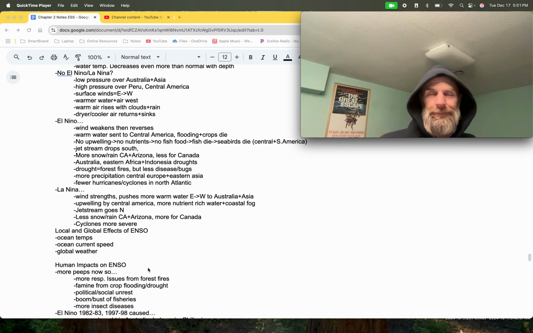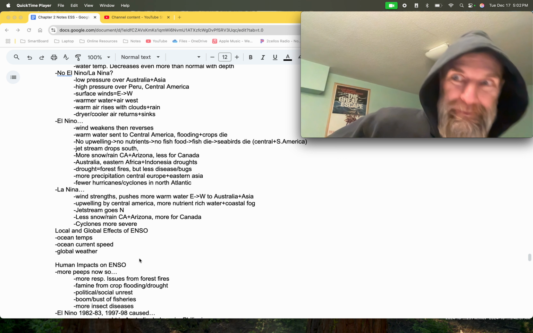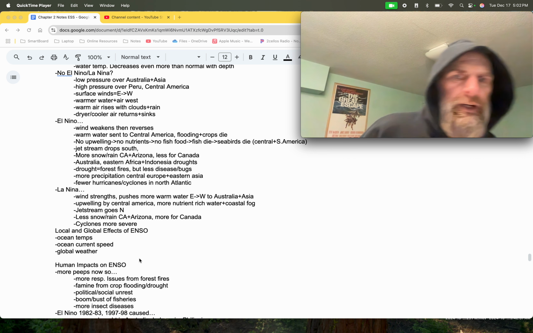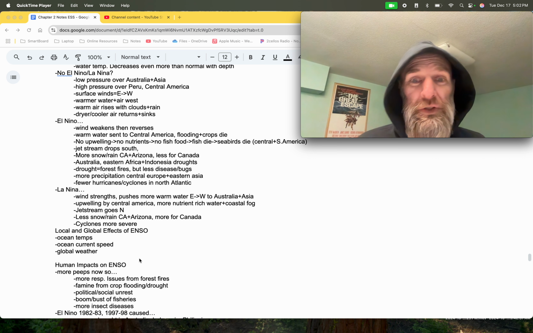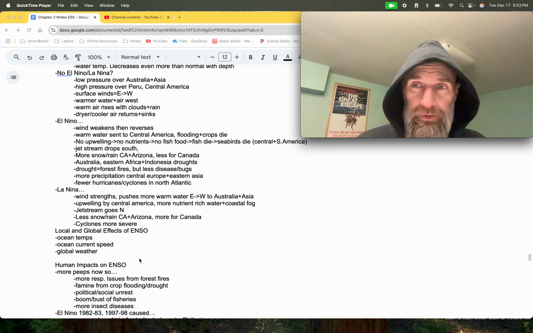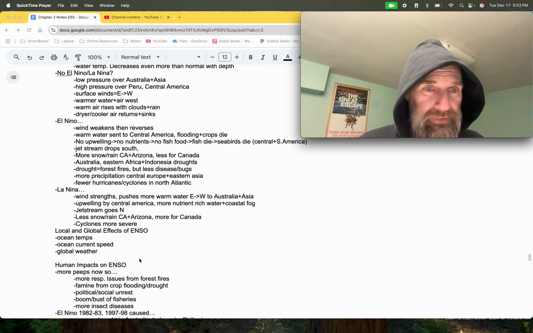La Nina. With La Nina, the wind strengthens and pushes more warm water east to west to Australia plus Asia. There's upwelling by Central America, with more nutrient-rich water plus coastal fog. More nutrients mean more fish, more seabirds, and more happy fishermen because of big catches and big money. All right. More coastal fog though. So if you're in San Francisco in a La Nina year, you're probably going to get more fog delays, fog accidents, stuff like that.